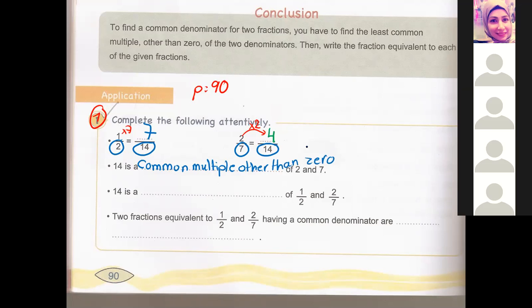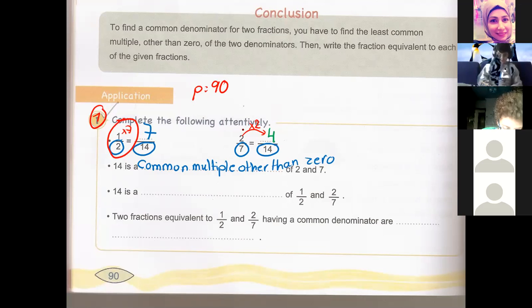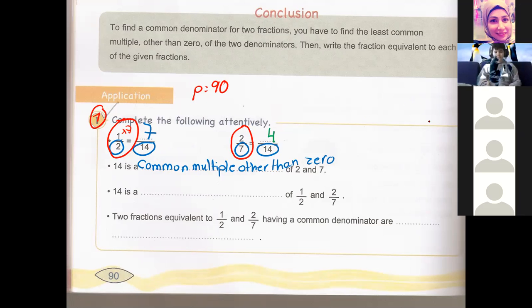What can we say about fractions, half and 2 over 7? Miss, your voice is deep. I am not hearing anything. Are you hearing anything? I can't hear you. You can't hear me in a low voice. But very, very low voice. Not good. Yes. What can we say about 14 with respect to these two fractions?